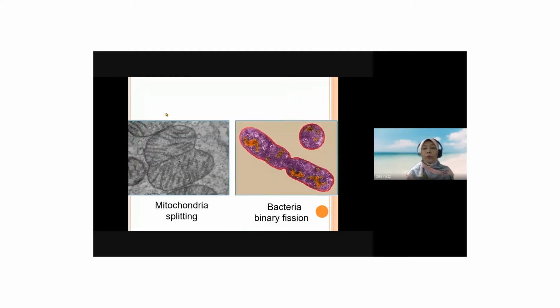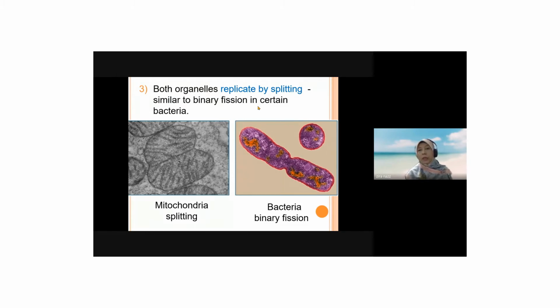The third proof is replicate by splitting. This is another characteristic of bacteria. How bacteria reproduce is by replication. It replicates, it splits. There's a binary fission that occurs in bacteria. Exponential increase of the bacteria occurs because of the binary fission. Fission means it divides, it replicates. From 1 becomes 2, 2 becomes 4, okay, 4 becomes 8, for example.